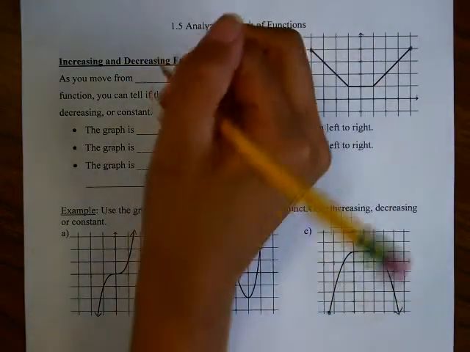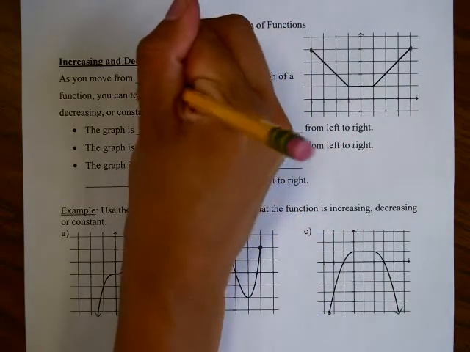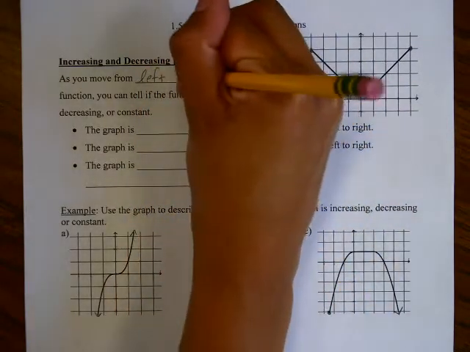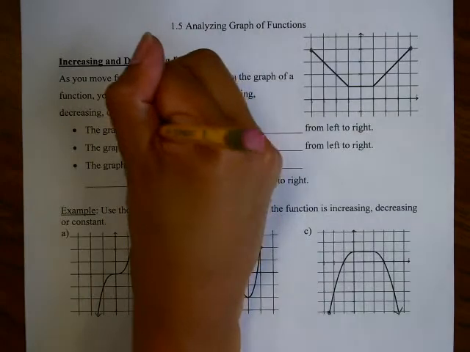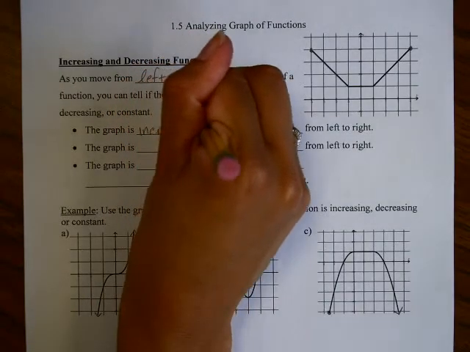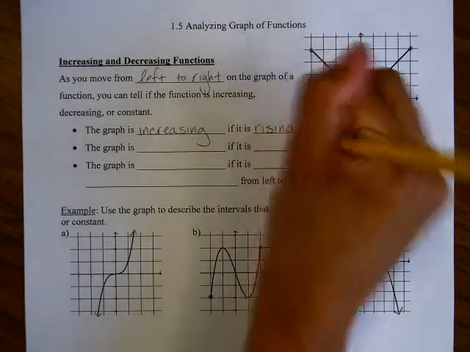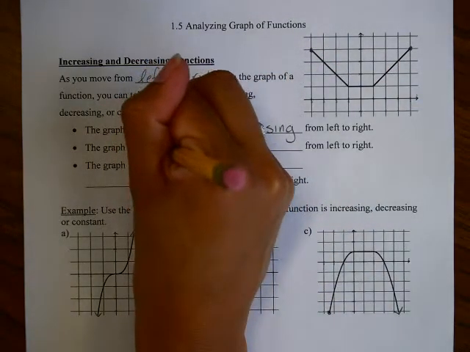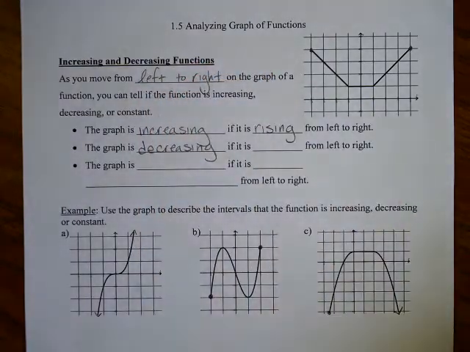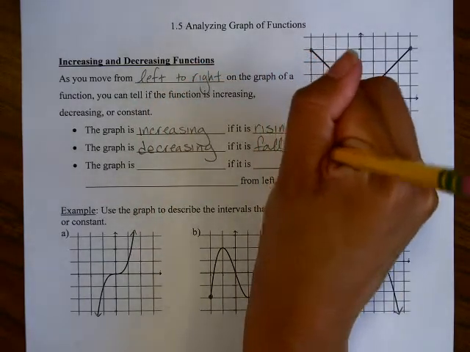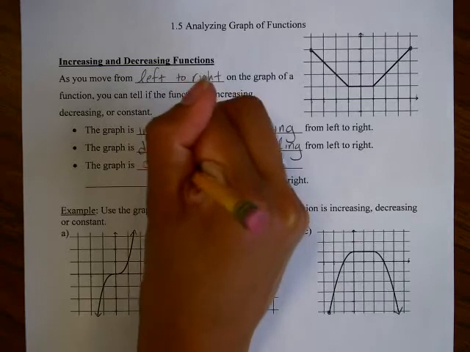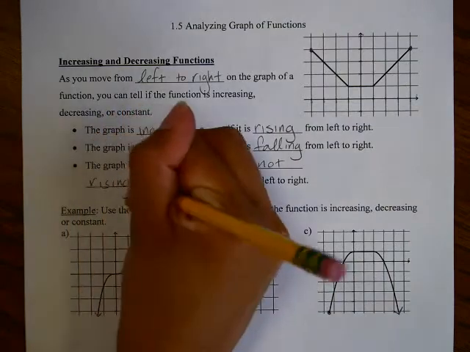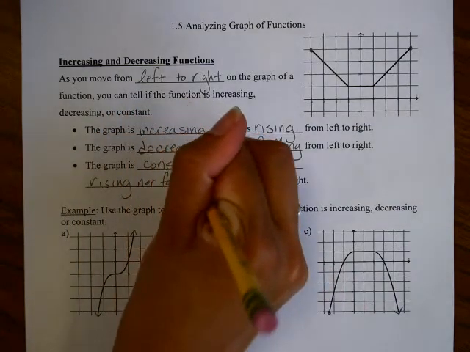So first, a reminder, we're thinking about this as you move from left to right on the graph. The graph is increasing if it is rising from left to right. The graph is decreasing if it is falling from left to right. And finally, the graph is constant if it is not rising nor falling.